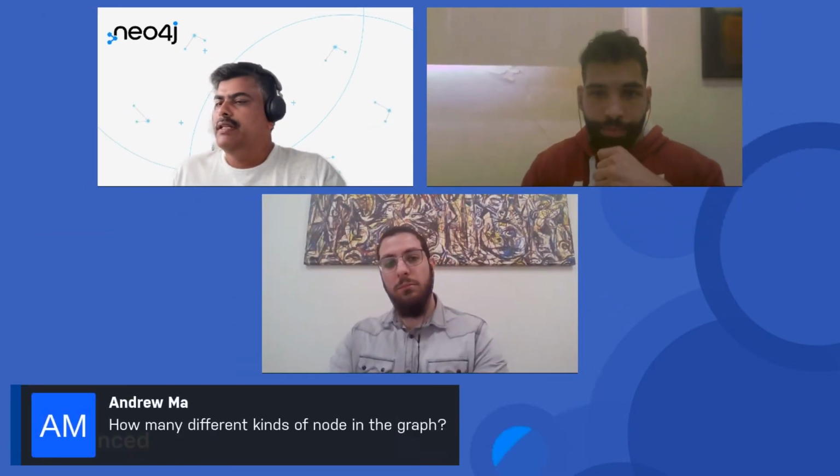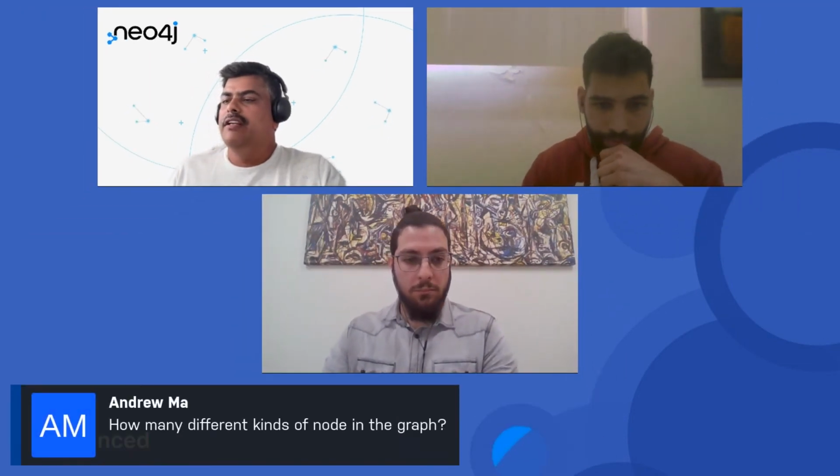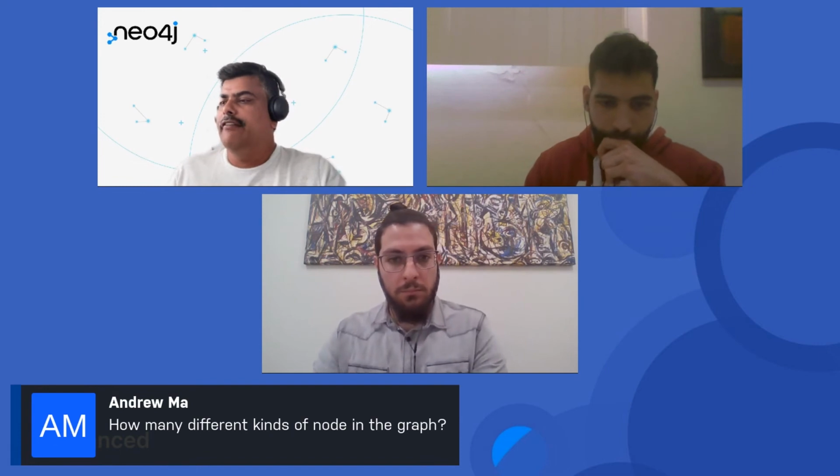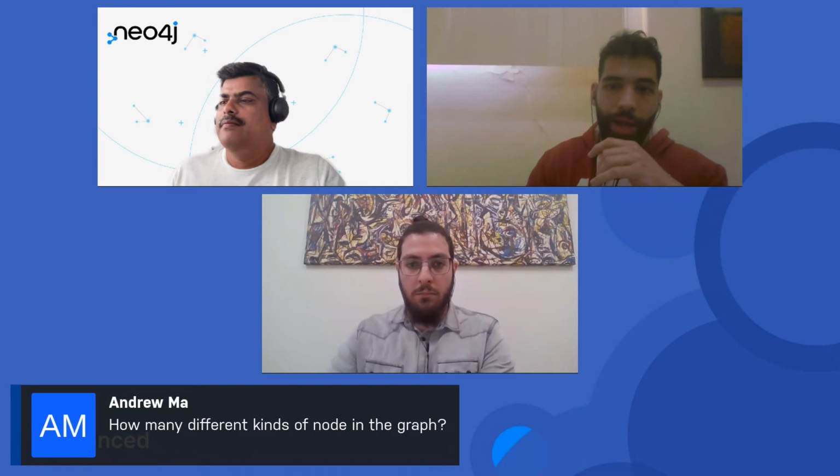A question from Andrew: How many different kinds of node are in the graph? There are 33 different databases, and each of those 33 databases has its own number of nodes. All the nodes are approximately 300,000.